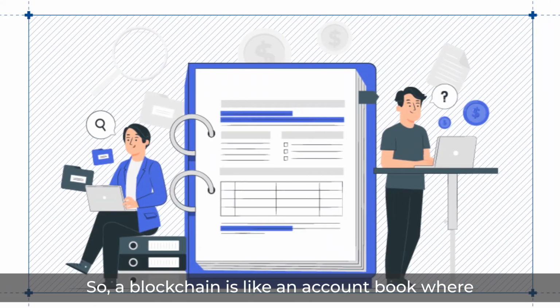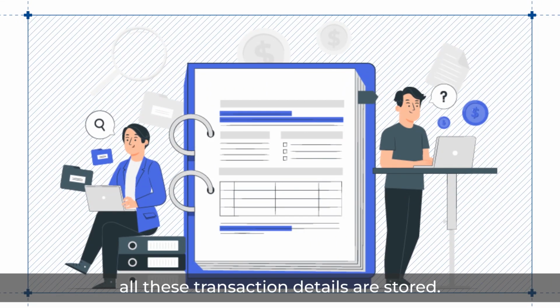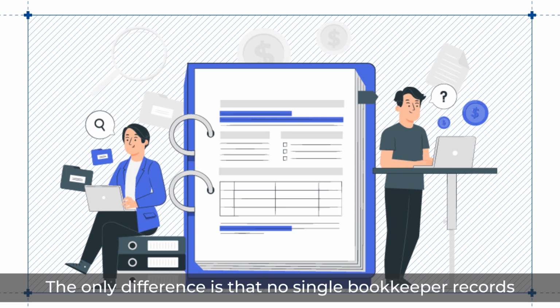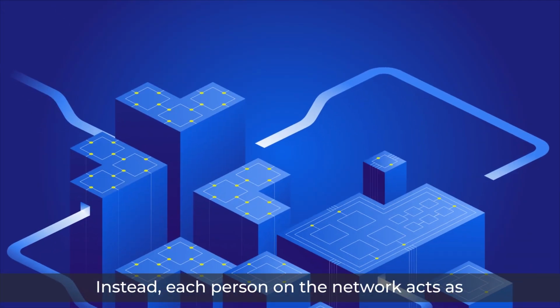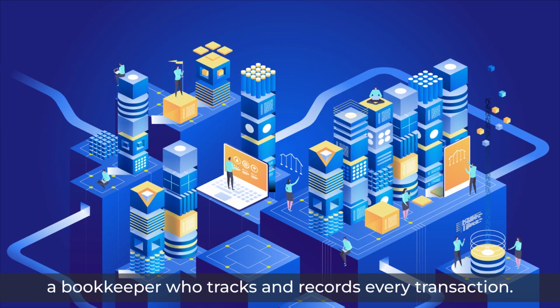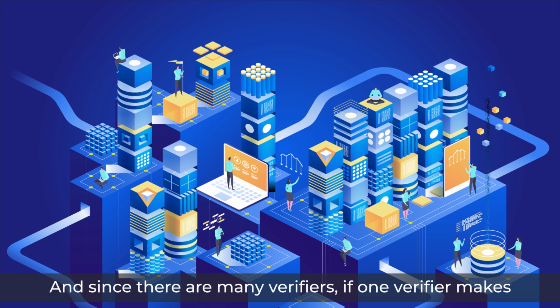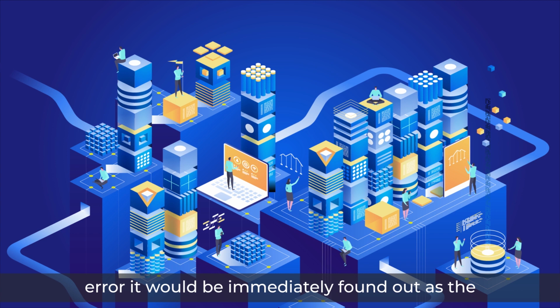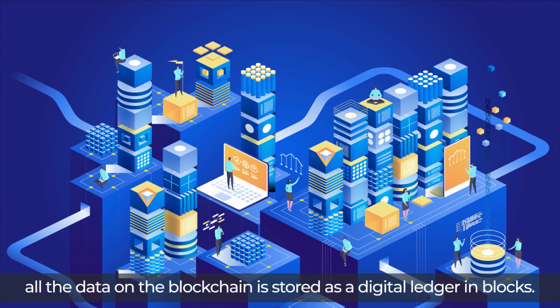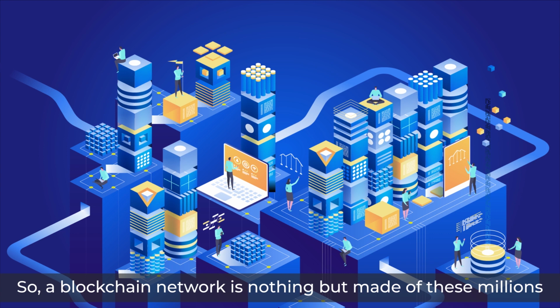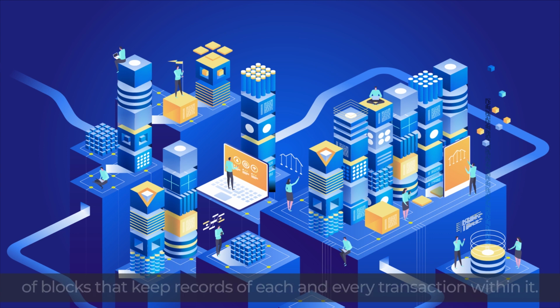So a blockchain is like an account book where all these transaction details are stored. The only difference is that no single bookkeeper records and verifies these transactions. Instead, each person on the network acts as a bookkeeper who tracks and records every transaction. And since there are many verifiers, if one verifier makes an error, it would be immediately found out as the accounts won't match. And instead of an account book, all the data on the blockchain is stored as a digital ledger in blocks. So a blockchain network is nothing but made of these millions of blocks that keep records of each and every transaction within it.